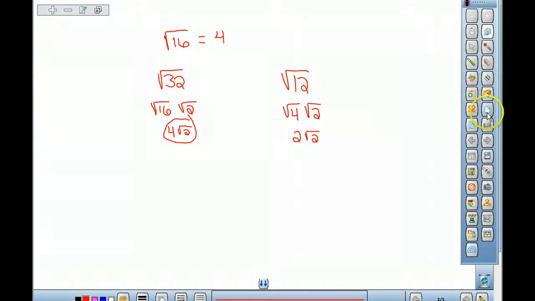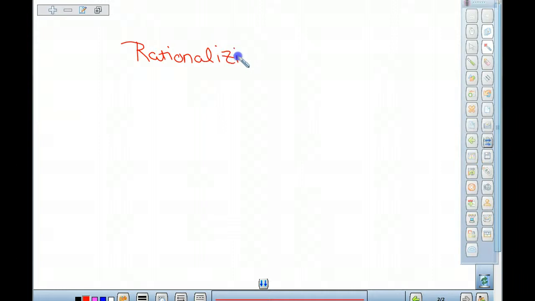Now, here's the deal. Biggest thing that we are learning today, a little bit different than what we want. It is called rationalizing the denominator. Okay, you are going to want to get this in your notes.